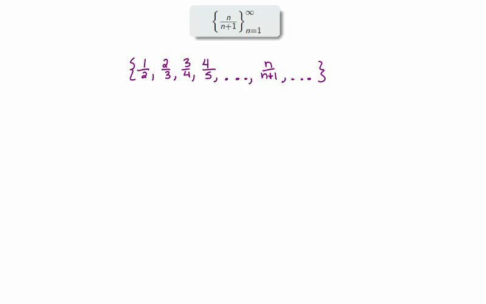Notice as we go further and further out in the sequence, the terms of the sequence are getting closer and closer to 1. For example, a10 equals 10 divided by 11, which is approximately 0.909, and a100 equals 100 divided by 101, which is approximately 0.99. We make this behavior precise.